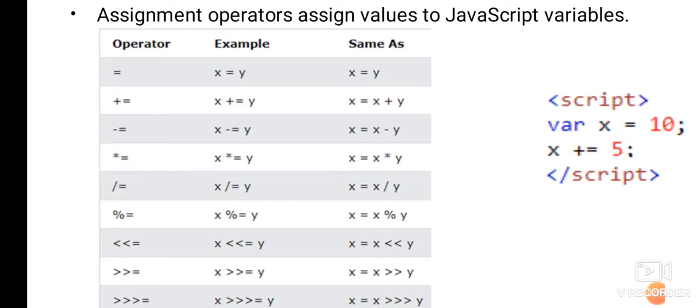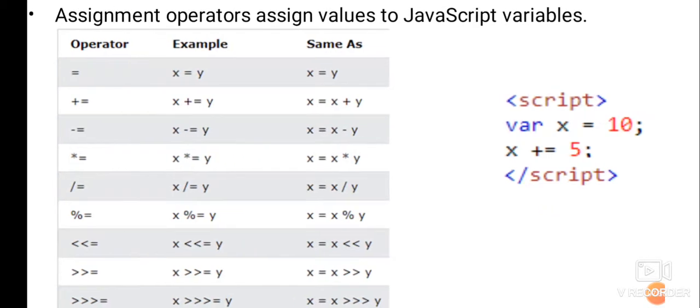Equals to, how we are using equals to. x = y, it is similar to x equals y. Then the second operator is plus equals. How we are using it in the example, x += y means x = x + y. In the same way, minus equals, it is x -= y, it is similar to x = x - y. You can see this example here.